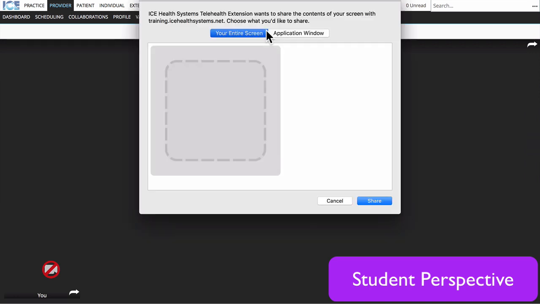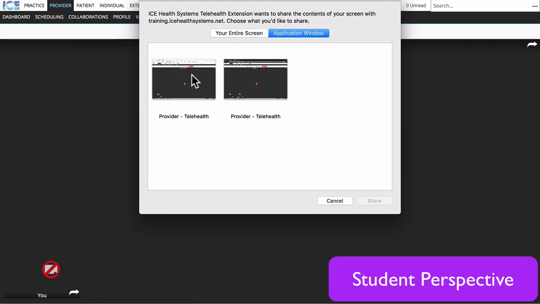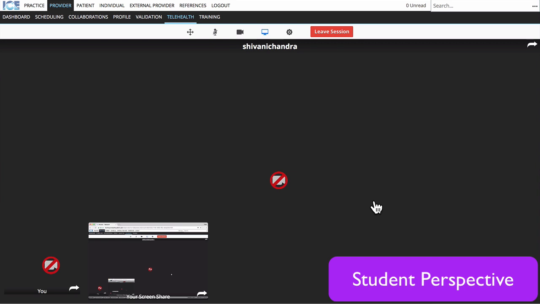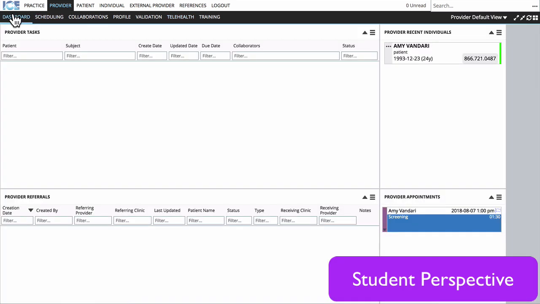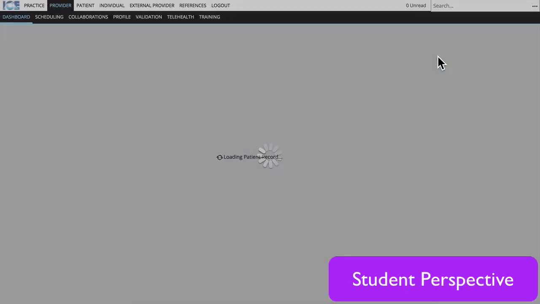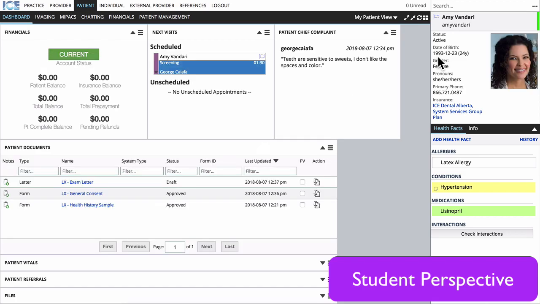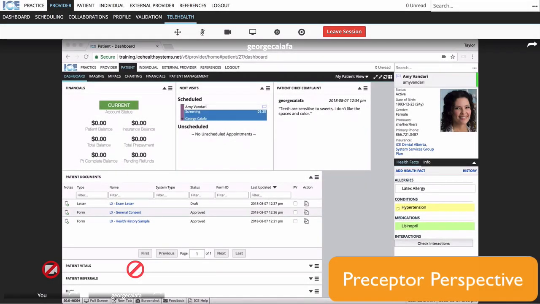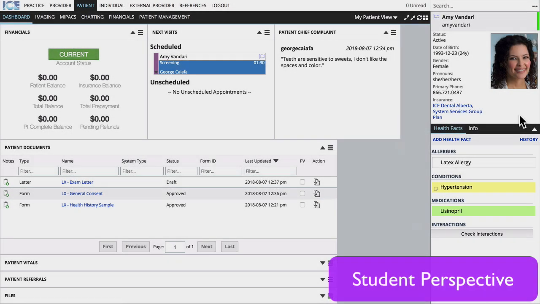To make things easier to review, I'm going to share my screen so we're both looking at the same information. Now when I load the patient's record, this is what the preceptor sees. It's my screen, in real time, all done from inside of ICE without using third-party web conference tools.